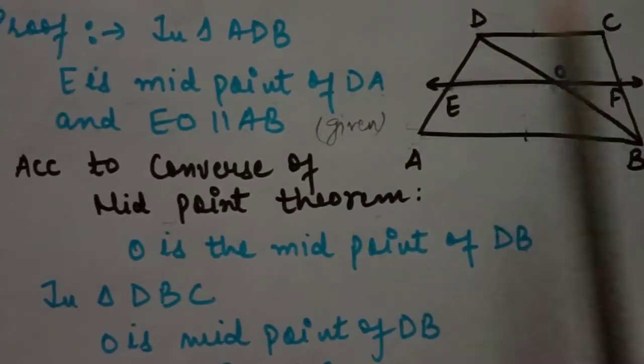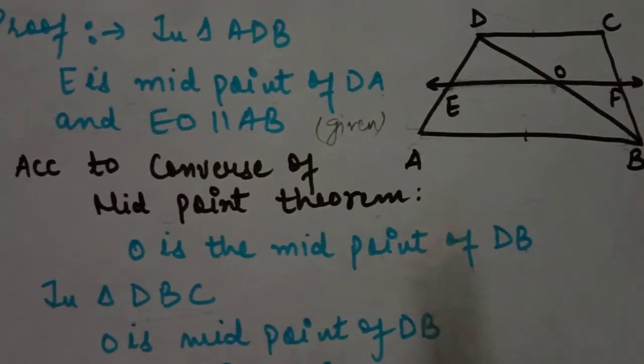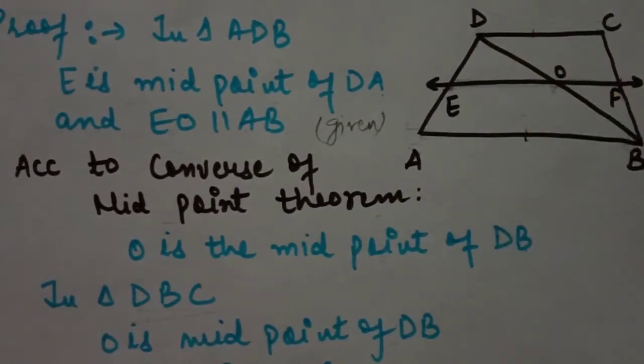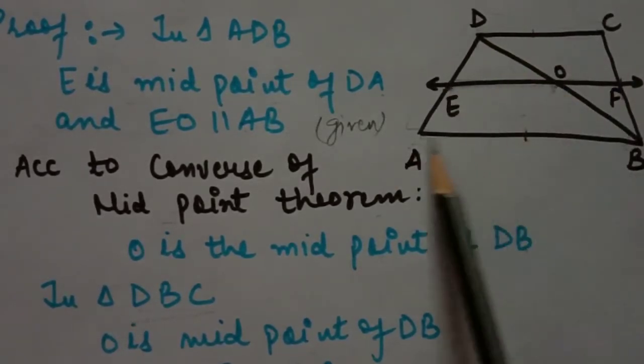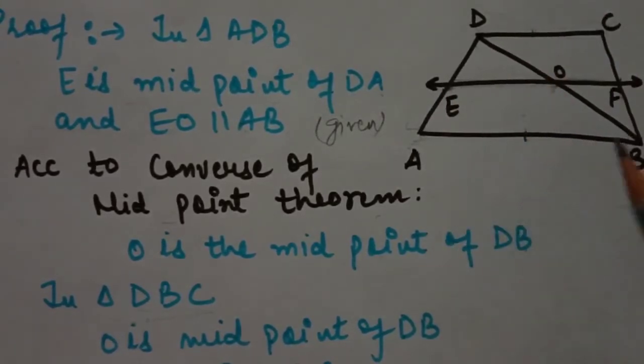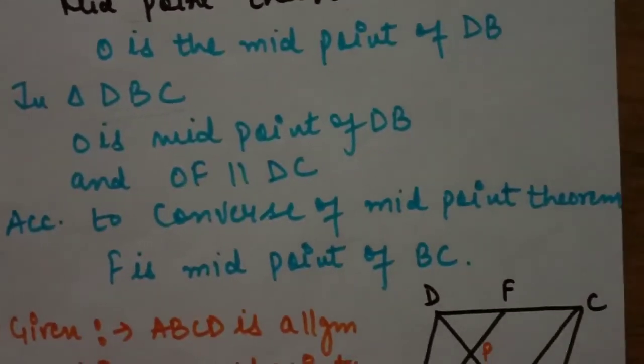Now in triangle DBC, I already proved that O is the midpoint of DB, and it is given to us that OF is parallel to DC, because if EO is parallel to AB, then the complete line is parallel to the second line also, since both lines AB and DC are parallel to each other. So in DBC, O is the midpoint of DB and OF is parallel to DC, given. According to the converse of the midpoint theorem, F is the midpoint of BC. So see, it is a very easy question. We have to apply the converse of the midpoint theorem two times, and now we got our answer.